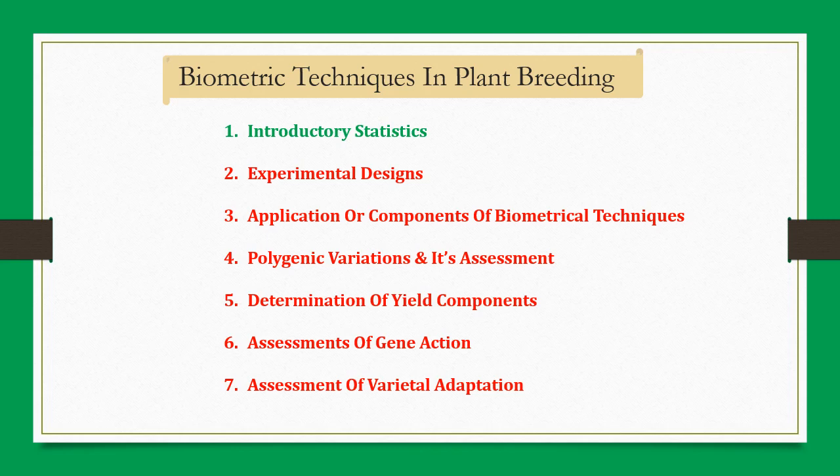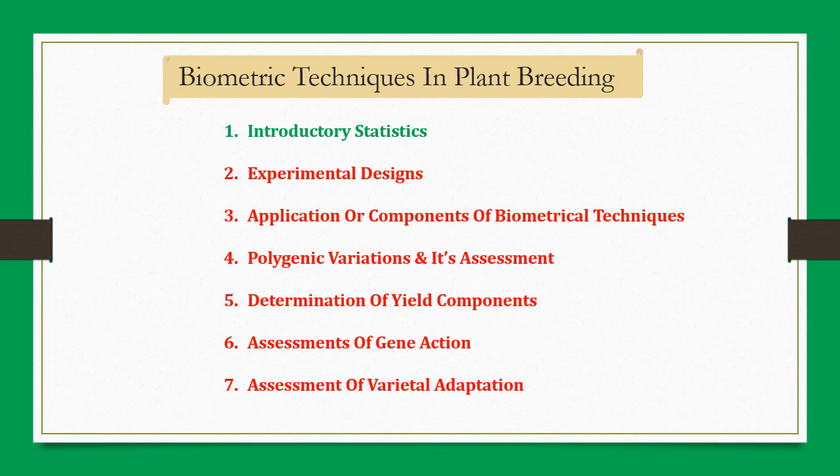In the sixth lecture, we will assess the gene action, what gene action is present in the field between two varieties, and what breeding methods we can use, analyzing the gene action using diallel cross approach, triallel, partial diallel, tetraallel, etc.